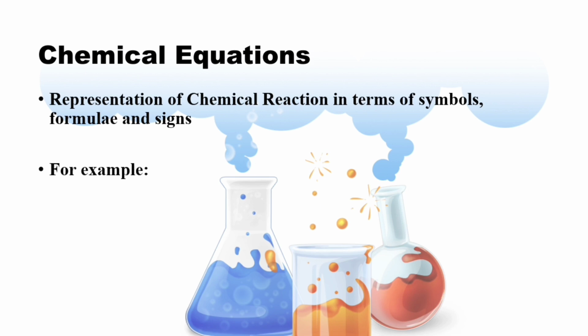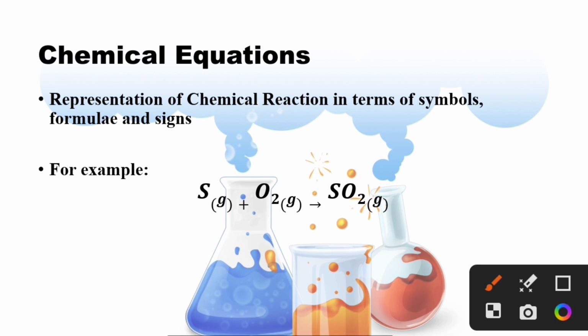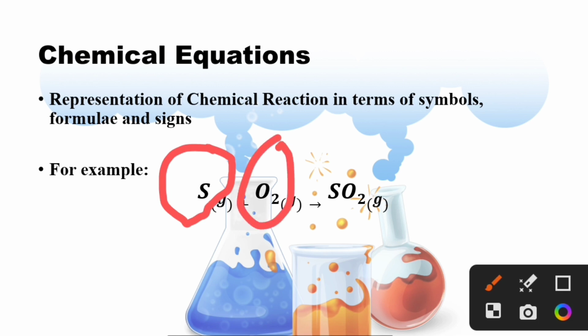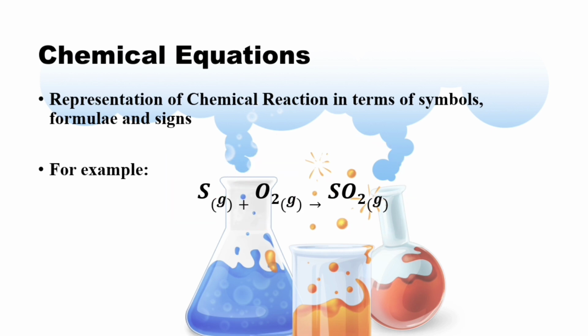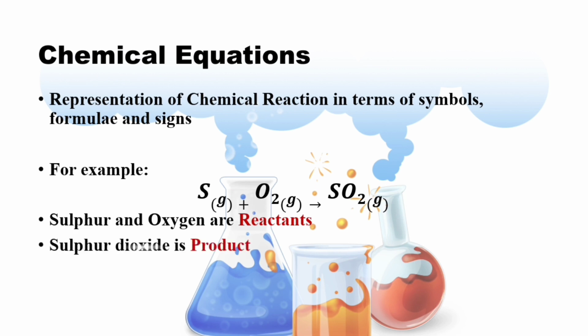We can explain chemical equations by taking an example of sulfur and oxygen, which react together to produce sulfur dioxide. Sulfur can be represented by the symbol S. Oxygen is represented by the symbol O2. And the formula of the product, sulfur dioxide, will be SO2. Sulfur and oxygen are reactants because they react together and produce a product, which is sulfur dioxide.